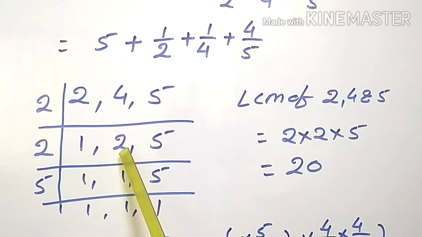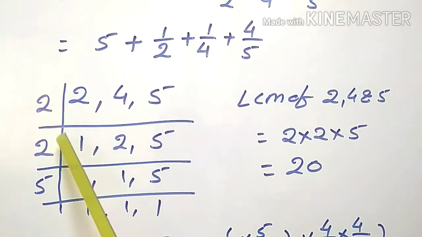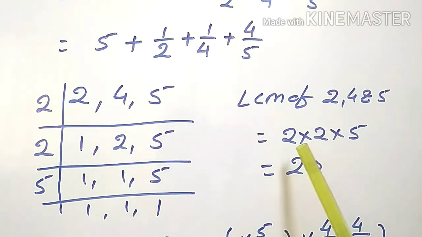Again, this 2 is divisible by 2, so divide by 2. 2 ones are 2. Write 5 as it is. Then divide by 5. 5 ones are 5. So the LCM of 2, 4 and 5 is the product of all these divisors. 2 into 2 into 5, it is 20.